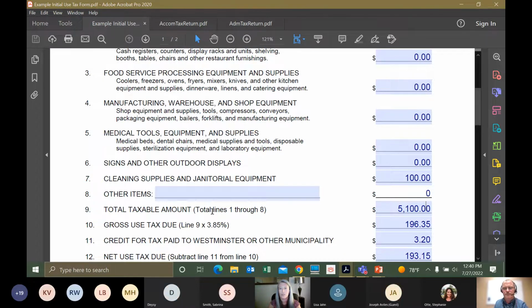Next question comes from Anne. It says, if you want to change your filing frequency in 2023, how do you do that? Good question. Anytime you'd like to change your filing frequency, we just need your request in writing, so you can send us an email.